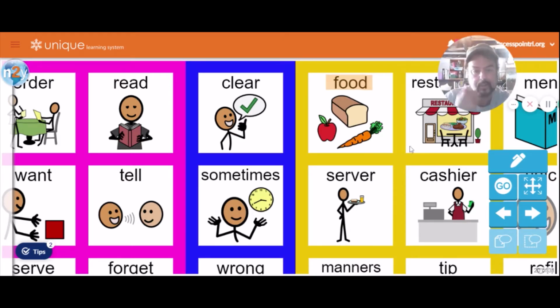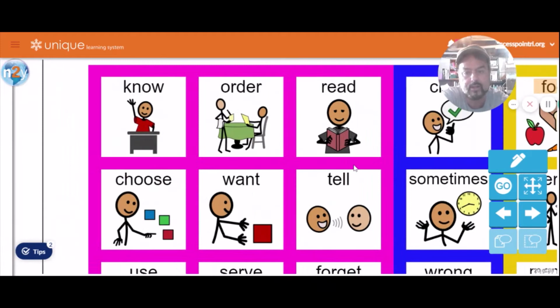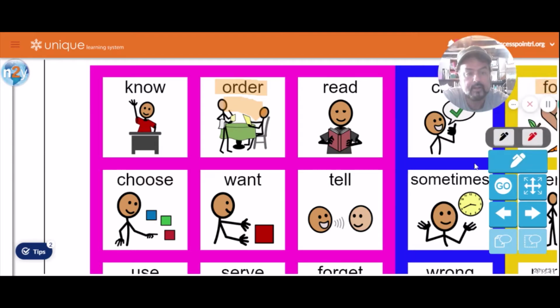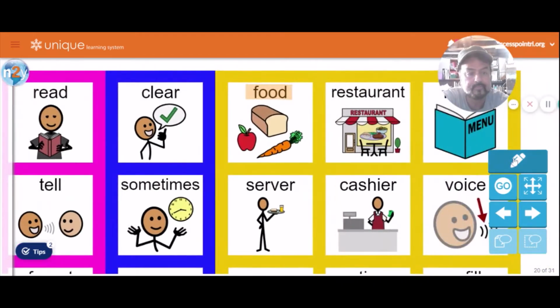Alrighty. And the next topic word is order. When you order at a restaurant, you can see this guy here, the stick figure sitting at the table, telling his order to the server who is writing it down. Alrighty, restaurant is where you order your food and drink. There's a little graphic of a restaurant here.